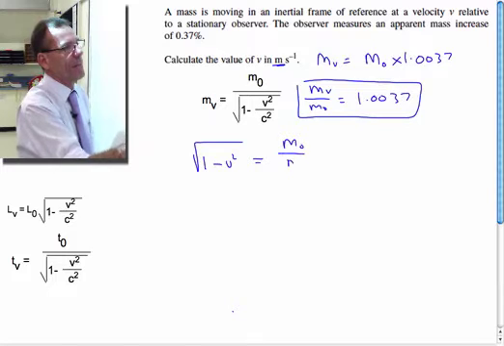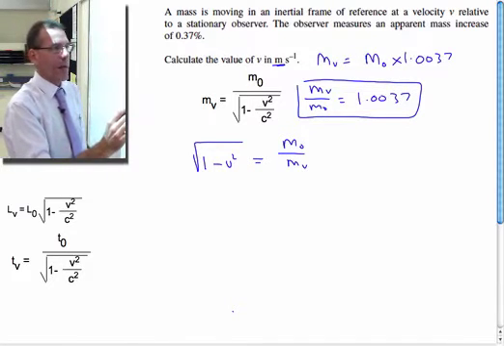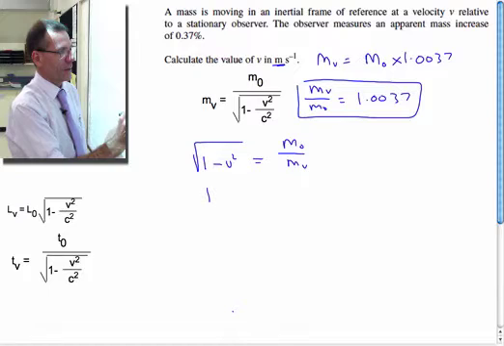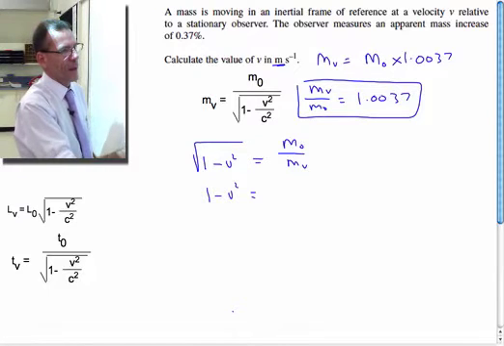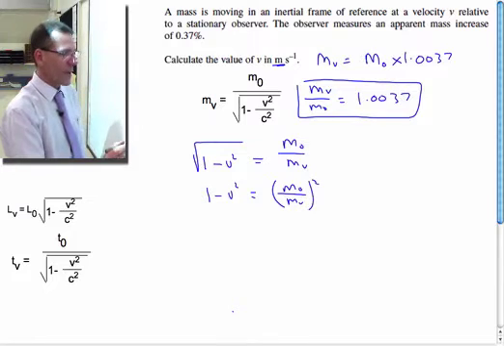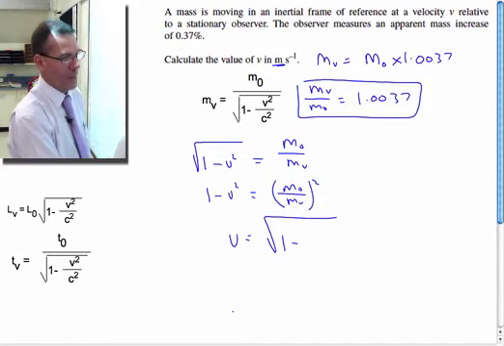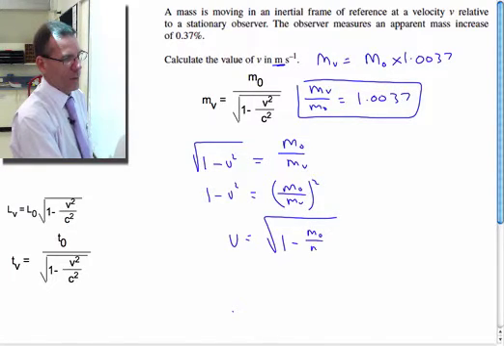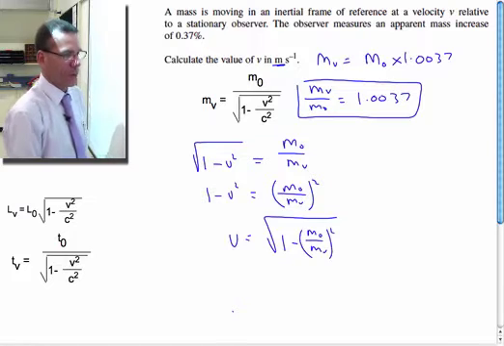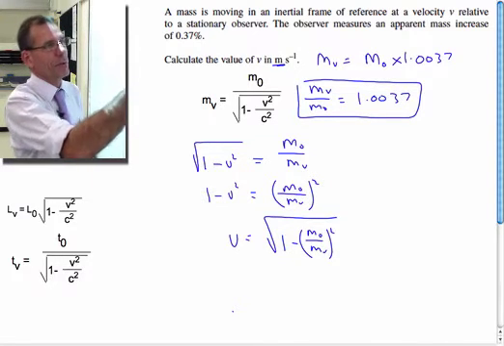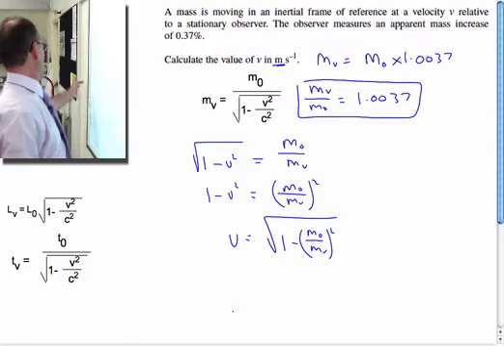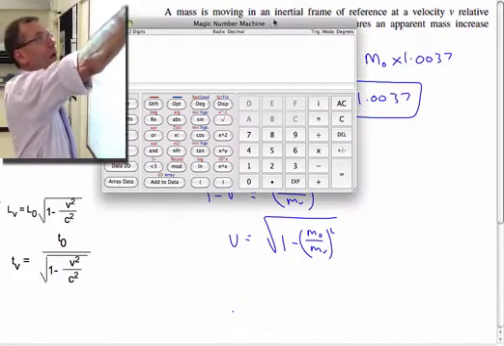m naught on m_v. Let's square both sides to get rid of the square root sign. m naught on m_v, that's all squared. So that's going to give us that v is going to be equal to the square root of 1 minus m naught on m_v all squared. And m naught on m_v is just the inverse of m_v on m naught. So we can whack that into our calculator right now.